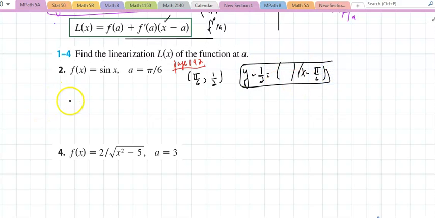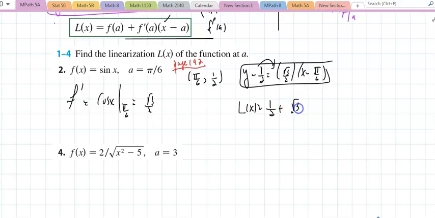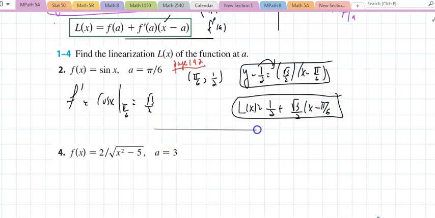How do you find the slope of the line? You take a derivative. That is the cosine of x evaluated at pi over 6. That's radical 3 over 2. So throw that in there and you're done. The back of the book will have L of x equal, they would move this over, 1/2 plus radical 3 over 2 into x minus pi over 6. There it is. Using a straight line to approximate a curve, a function that's not linear.